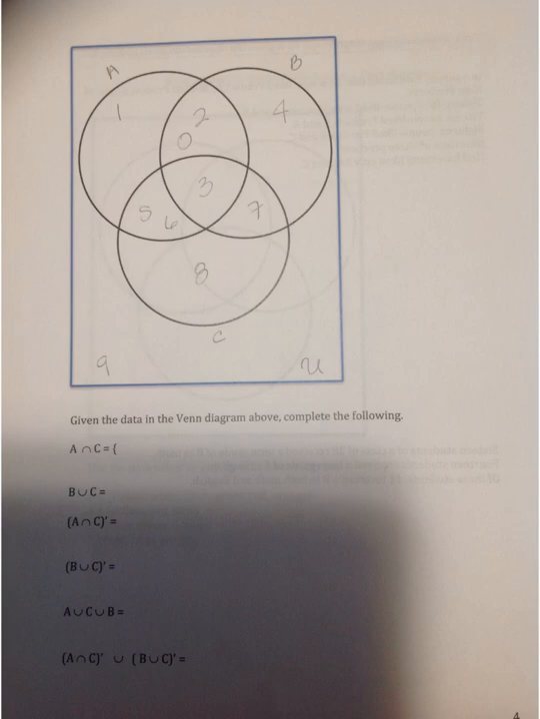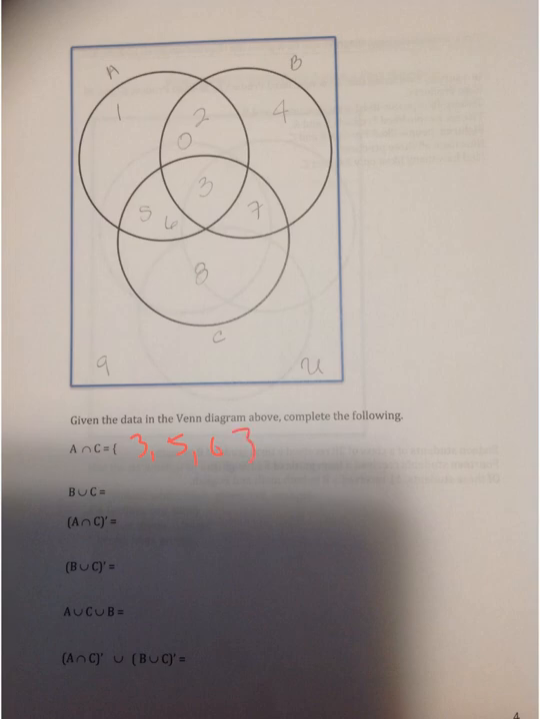Last review page. Now you're given a set of 3 Venn diagrams. We're just going to answer the questions here. So the first one is asking for the intersection of A and C, which is 3, 5, and 6.